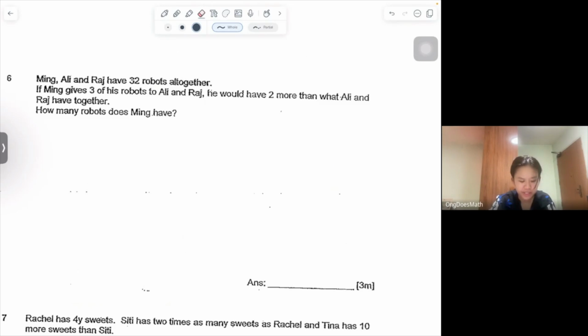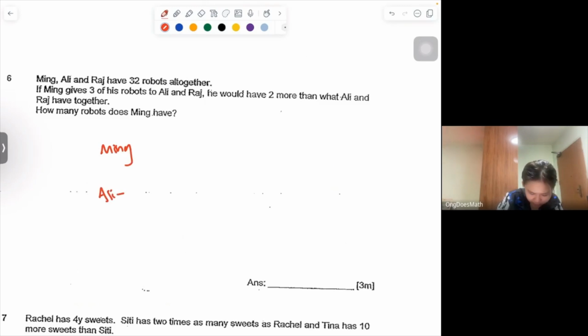Okay, so question 6. Ming, Ali, and Raj have 32 robots altogether. If Ming gives 3 of his robots to Ali and Raj, he would have 2 more than what Ali and Raj have altogether. How many robots did Ming have? So I will draw a model with Ming and Ali and Raj together, because the question always group them together. So there's no need to separate them.